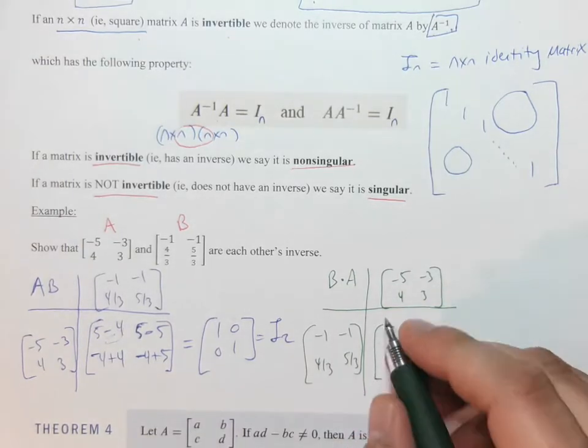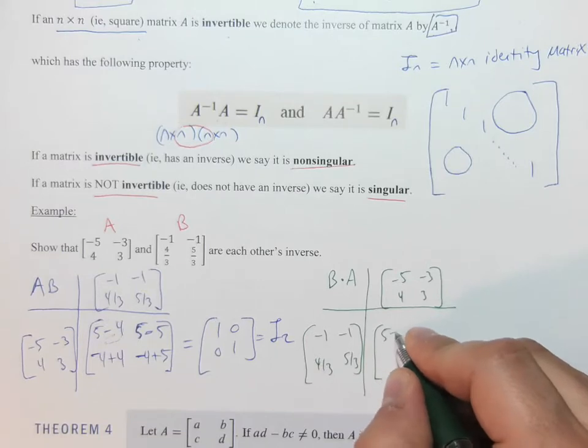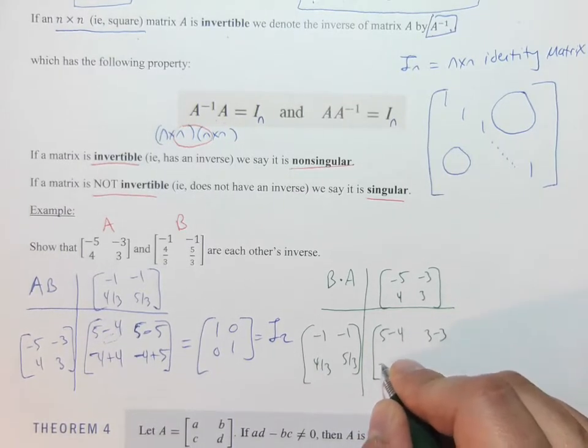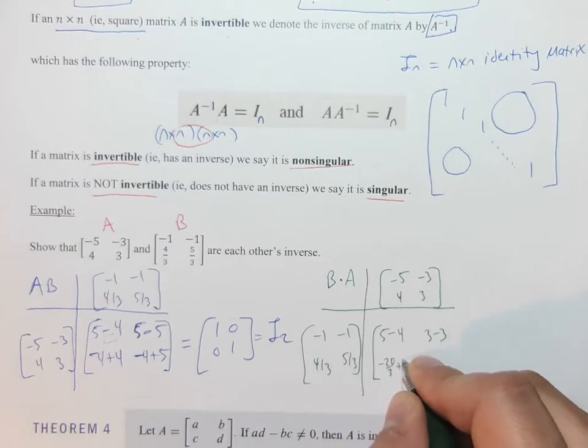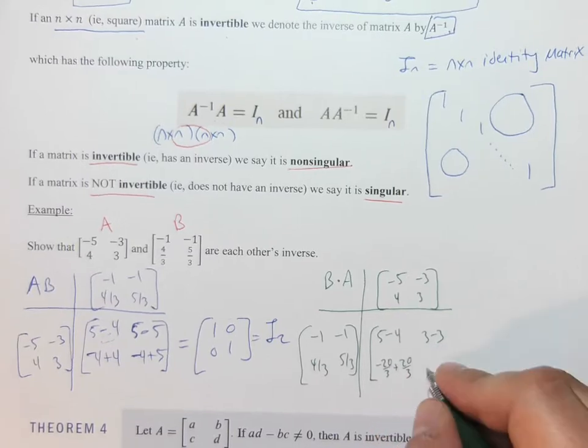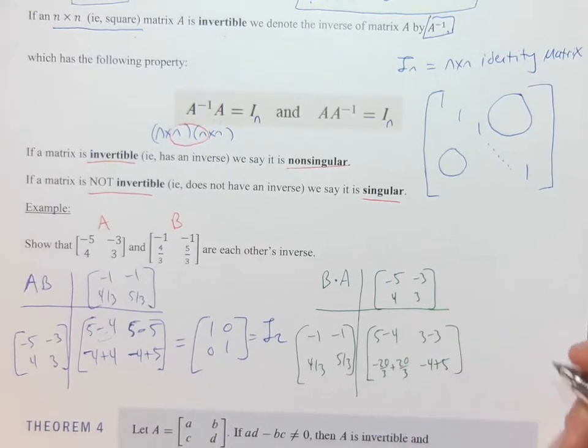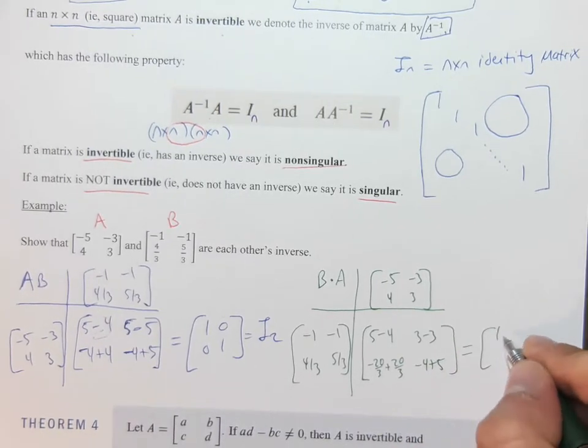So I'll write the details out again. This first entry ends up being 5 minus 4. This entry is 3 minus 3. We get minus 20/3 plus 20/3 in that entry, and then we get minus 4 plus 5 over here. And the cool thing is, we once again get the identity matrix when we simplify that down.